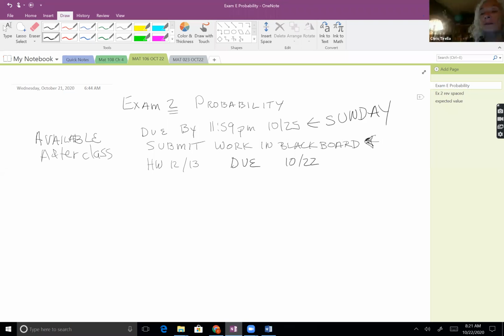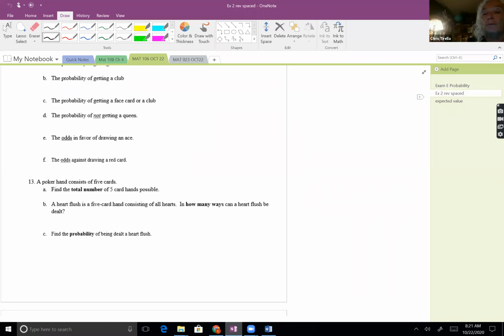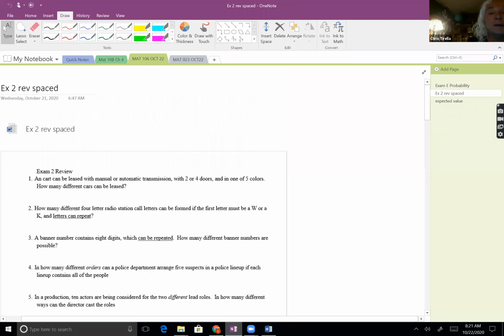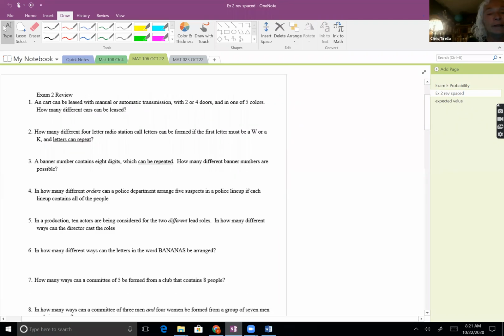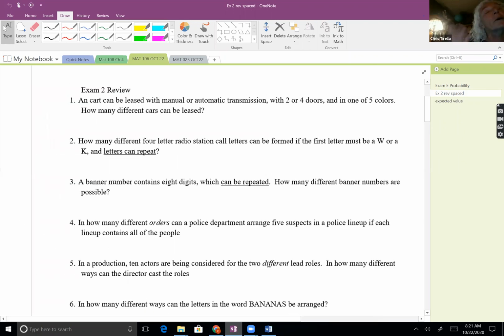All right, so then I'm looking at what's called exam 2 review spaced. And again, it's called spaced because usually I don't leave spaces in between problems to show work when I do it as a handout in class, in a desperate attempt to save trees. But because we're doing it virtually, we don't have to worry about saving the trees. So question 1 says a car can be leased with a manual or an automatic transmission with 2 or 4 doors and in 1 of 5 colors. How many different cars can be leased?